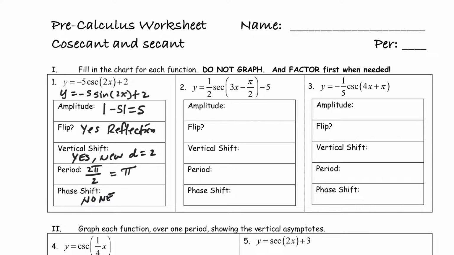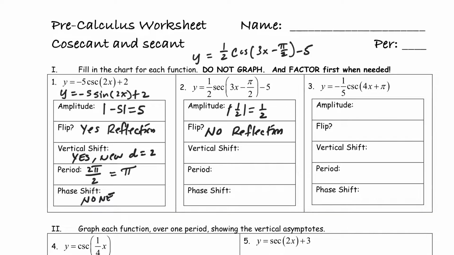For number 2, remember that you're going to have to graph y equals 1/4 cosine 3x minus pi over 2 minus 5. And the amplitude in this case is 1/2, the absolute value of 1/2, which is 1/2. There is no reflection, because there isn't a negative right before the 1/2. Vertical shift, there is. It goes down 5 units, so you're going to have a new midline, which is d equals -5.